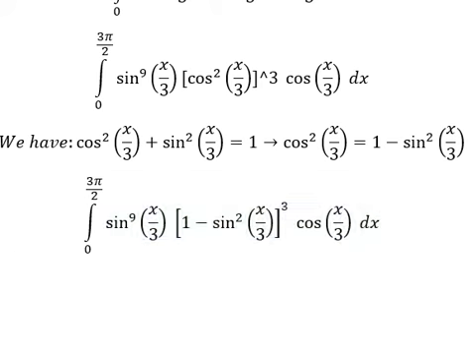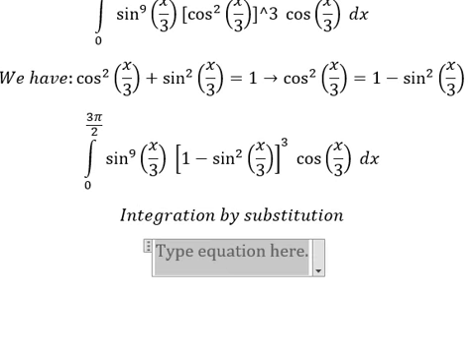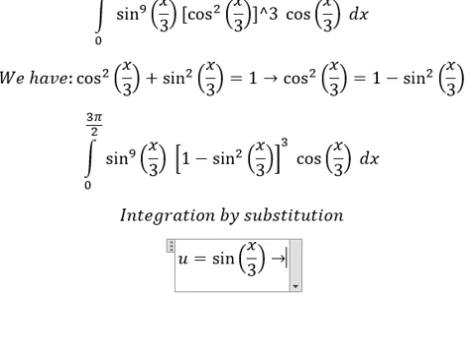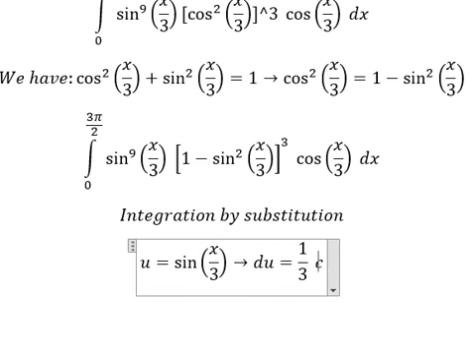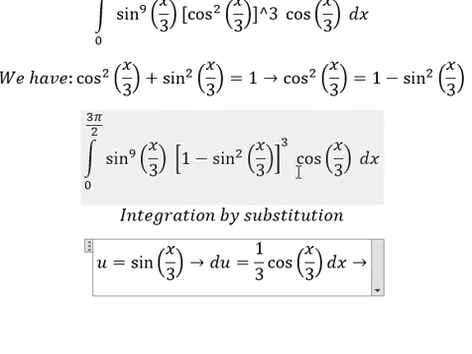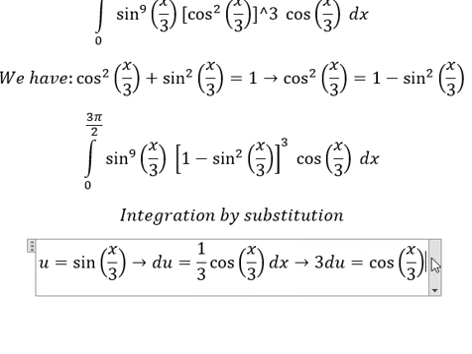And now we can use integration by substitution. So I will put u equal to sine of s over 3. So if we do first the derivative for both sides, we have 1 over 3 cosine of s over 3 ds. Because we don't have number 1 over 3, so we multiply both sides by number 3. So we have 3 du equal to cosine of s over 3 ds.